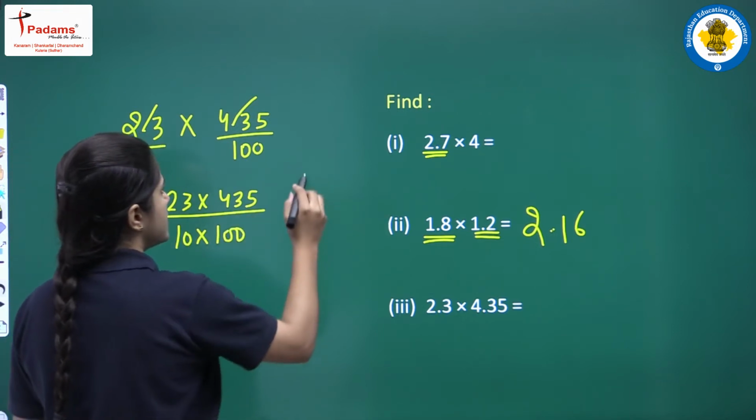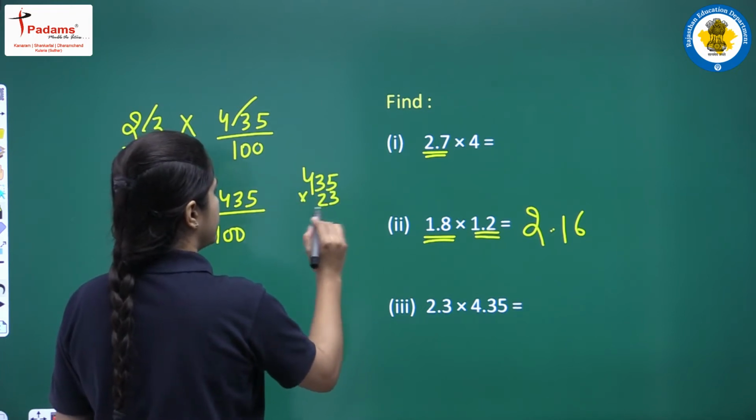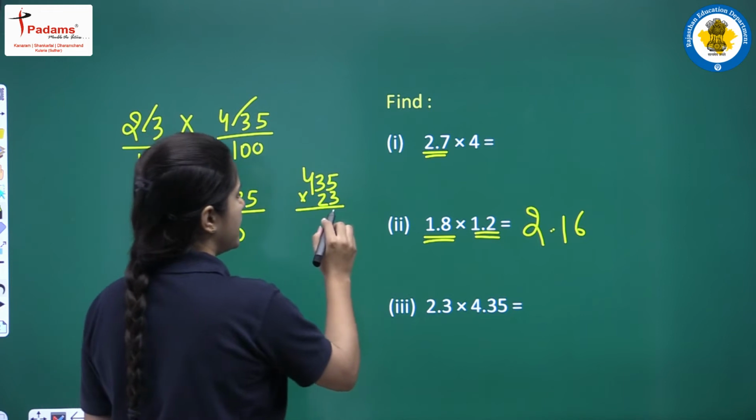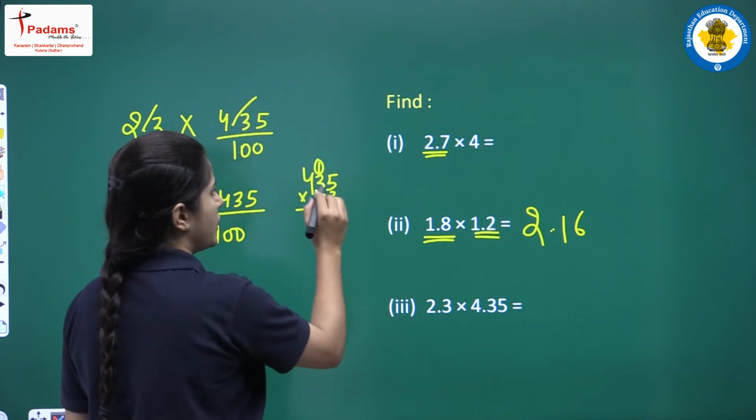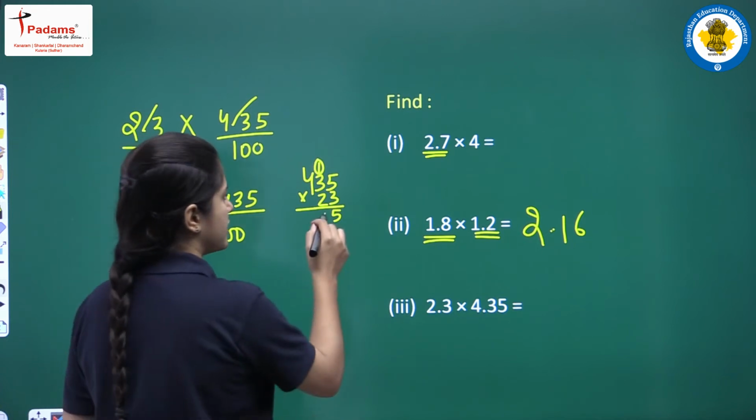Alright students, so 435 multiplied by 23: 5 into 3 is equal to 15, 1 is in the carry, 3 into 3 is equal to 9, 9 plus 1 is equal to 10.